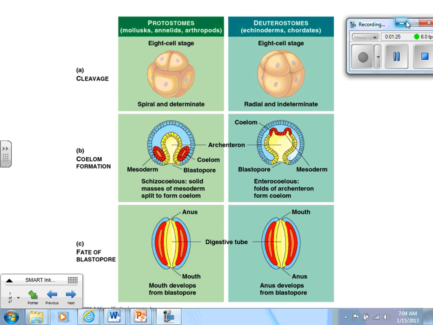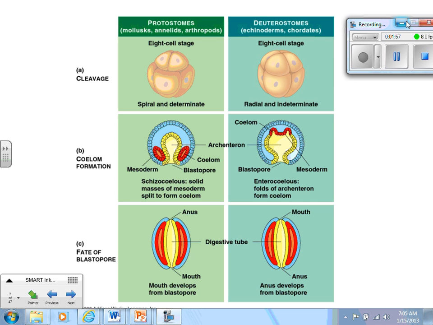Reminder, what's a coelom? It's a body cavity, space for their organs. And notice the way that theirs forms. It forms by pieces of mesoderm. These solid masses split open in the middle to form it. And then the blastopore, the opening into the gastrula, in the protostome means mouth first. So that becomes the mouth.